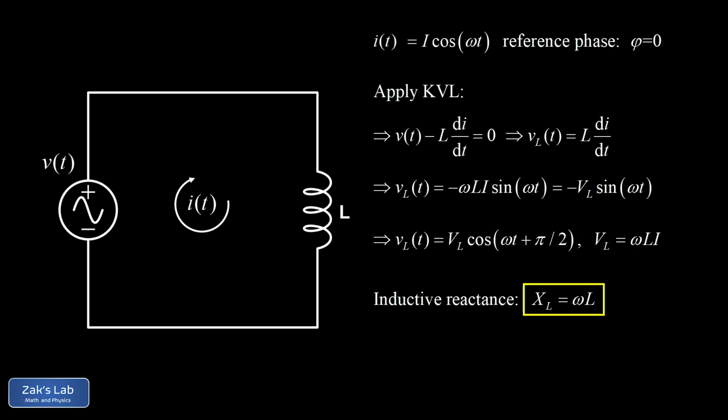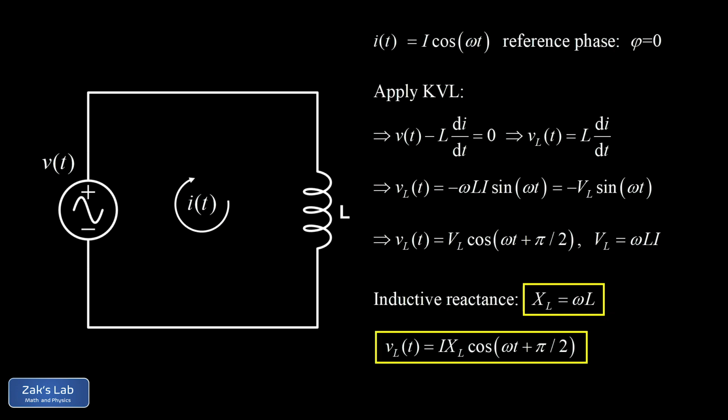Now finally, we'll go ahead and write our voltage function in terms of X sub L, the inductive reactance. So there it is, the voltage as a function of time across an inductor in an AC circuit. It's I times X sub L times the cosine of omega t plus pi over 2. Note that this is out of phase with the current flowing in the circuit. It's actually leading the current function by a quarter cycle, or pi over 2 radians.